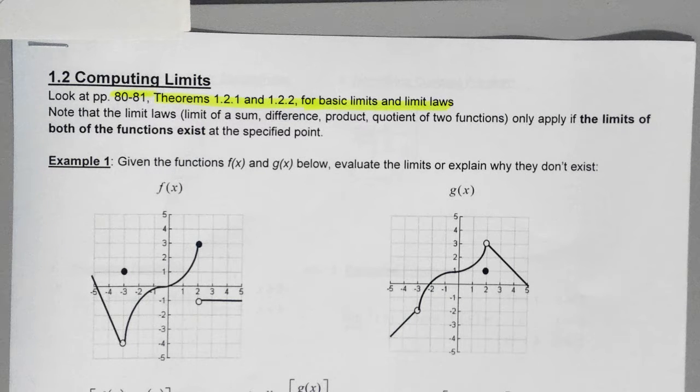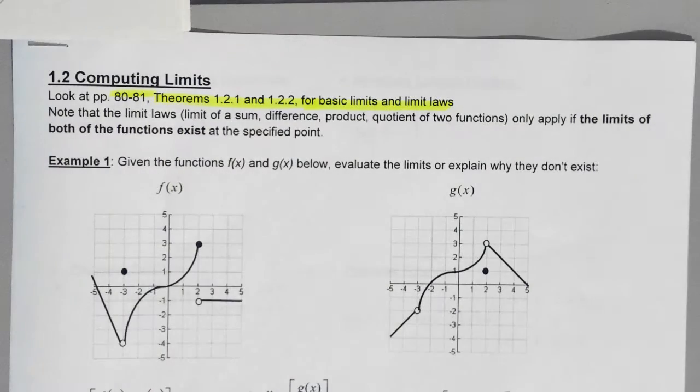So it says, note that the limit laws for sum, difference, product, quotient of two functions, they only apply if the limits of both functions exist at the specified point. So once one of those limits doesn't exist, that overrides any value. Okay? So I think I have a problem in here that kind of does that, so we're going to take a look at it.